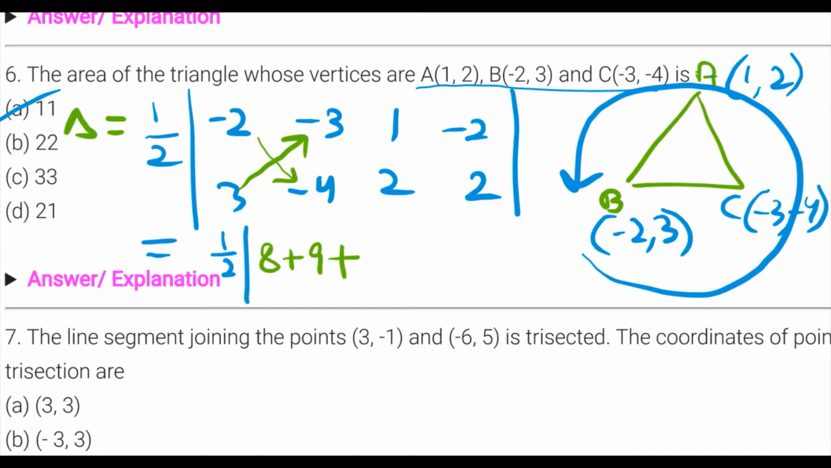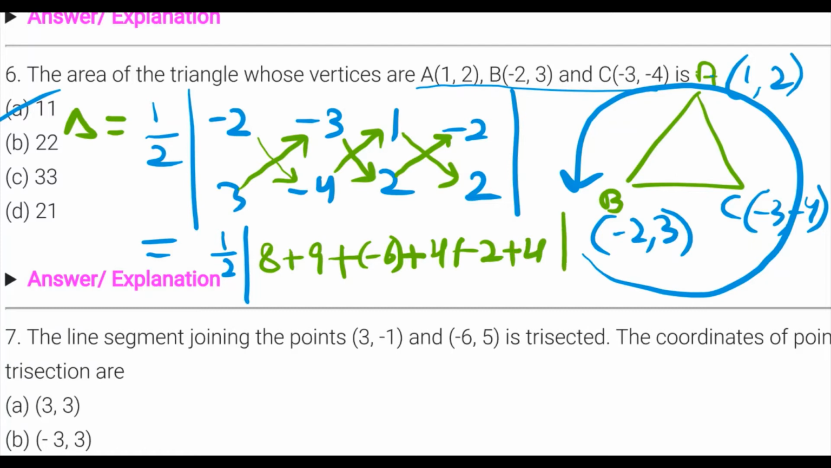Plus minus 3 into 2 is minus 6, minus 4 into 1 is minus 4. So minus of minus is plus 4. Plus 1 into 2 is 2, minus 2 into 2 is minus 4, which is plus 4. That equals to half. 8 plus 9 is 17, 17 minus 6 is 11, 11 plus 4 is 15, 15 plus 2 is 17, 17 plus 4 is 21.